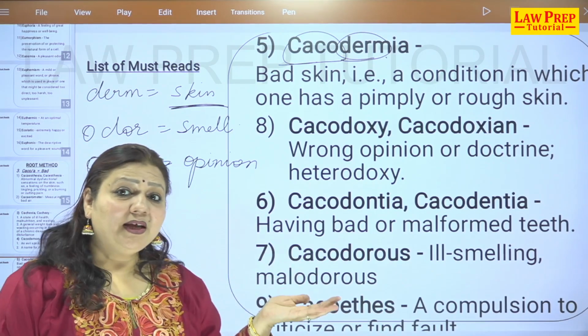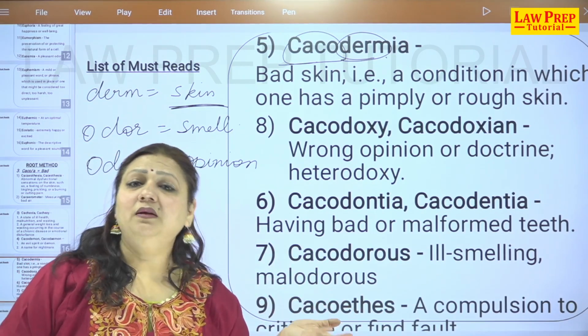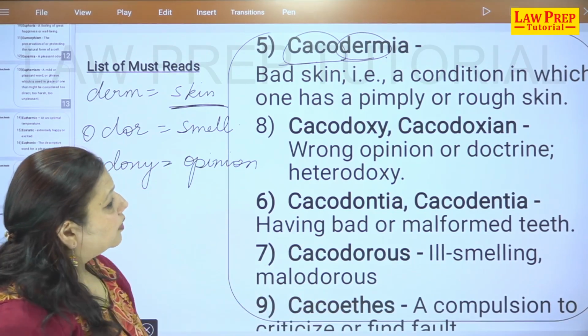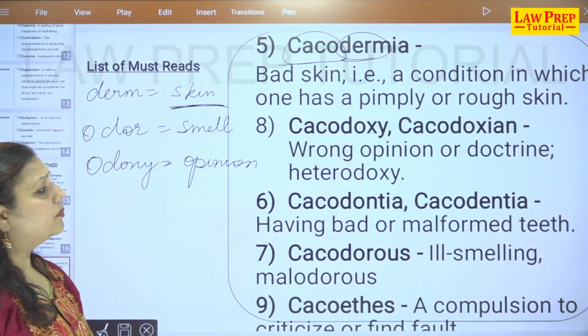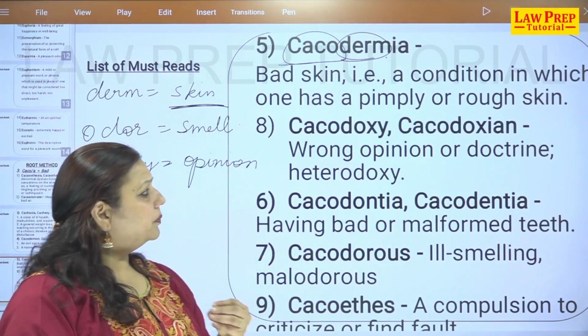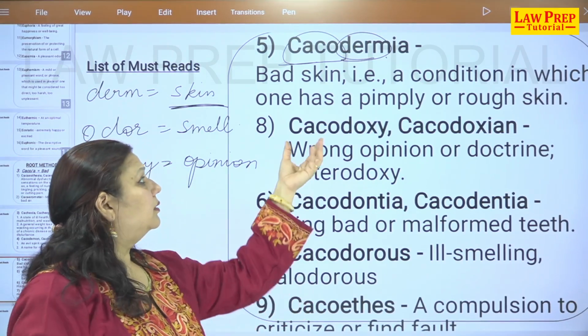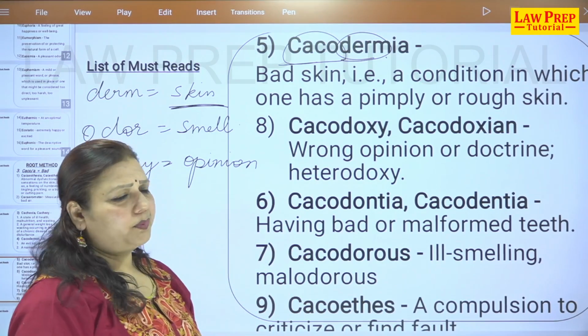What would be good skin then? Come on, what would be good skin? Very good. Yes, this will be eudermia. Cacodoxy or cacodoxian is a wrong opinion. It is a bad opinion or a doctrine or a heterodoxy. That is called the word cacodoxy, not good opinion.